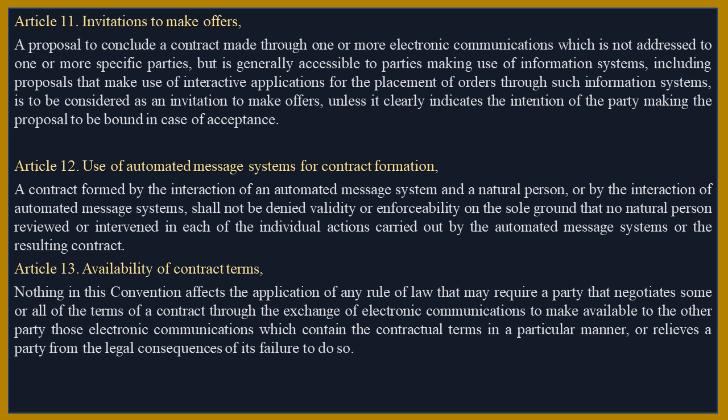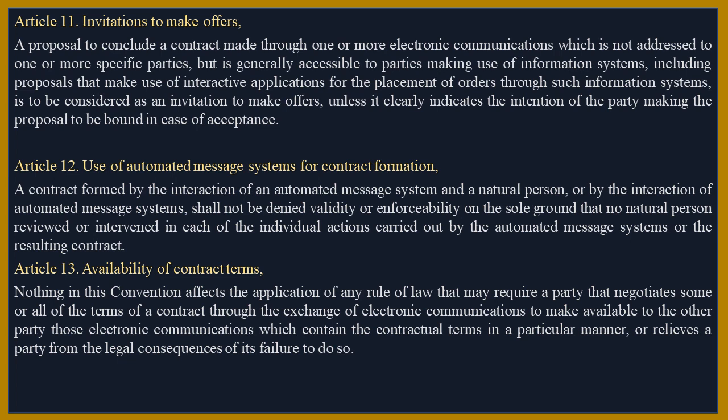Article 12. Use of automated message systems for contract formation. A contract formed by the interaction of an automated message system and a natural person, or by the interaction of automated message systems, shall not be denied validity or enforceability on the sole ground that no natural person reviewed or intervened in each of the individual actions carried out by the automated message systems or the resulting contract.